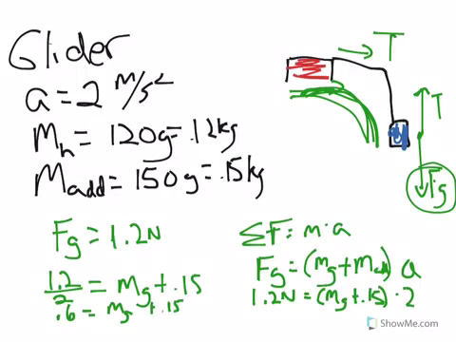And we would subtract 0.15, and we would get this. In this case, the mass of the glider would be 0.45 kilograms. All right, so that's how you do the glider lab.